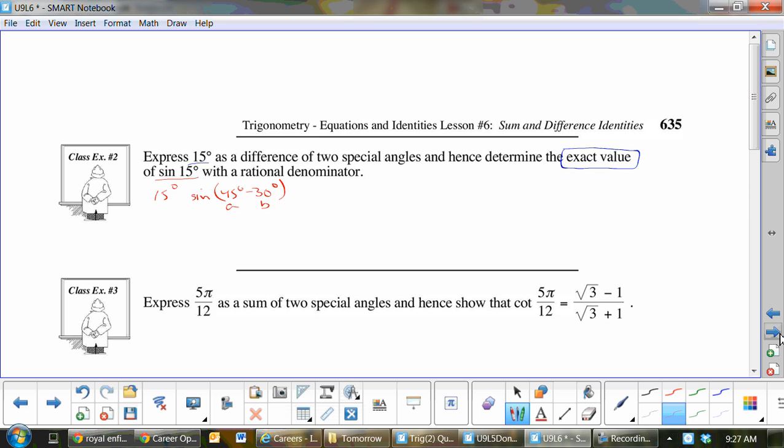Okay? So it is sine A, so sine 45 degrees, cos B, 30 degrees, minus cos A, which is cos 45 degrees, sine B, sine 30 degrees. So if you suck at your unit circle, these aren't going to go well.